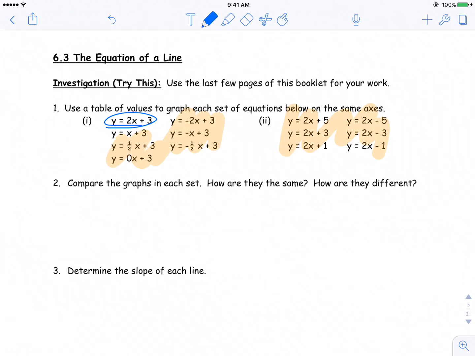For this first set, you're going to be graphing this on one graph, on one grid. For the second set, you'll be graphing this on a second grid, and then you'll be comparing those graphs. Okay? So let's go to the end page for investigation 6.3.1, which is towards the end of your booklet, and I will walk you through doing y is equal to 2x plus 3.